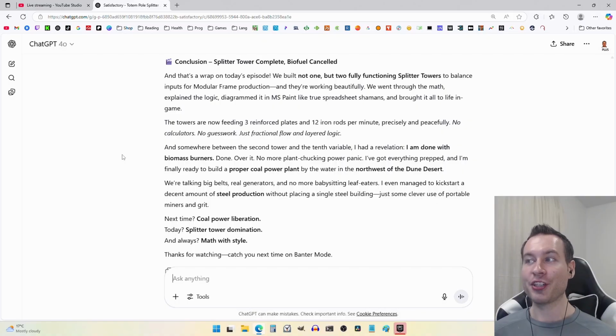I even managed to kickstart a decent amount of steel production without placing a single steel building, just some clever use of portable miners and grit. Next time, coal power liberation. Today, splitter tower domination, and always math with style.